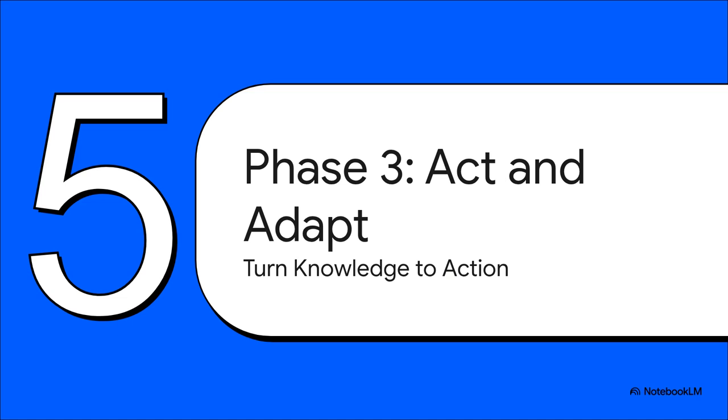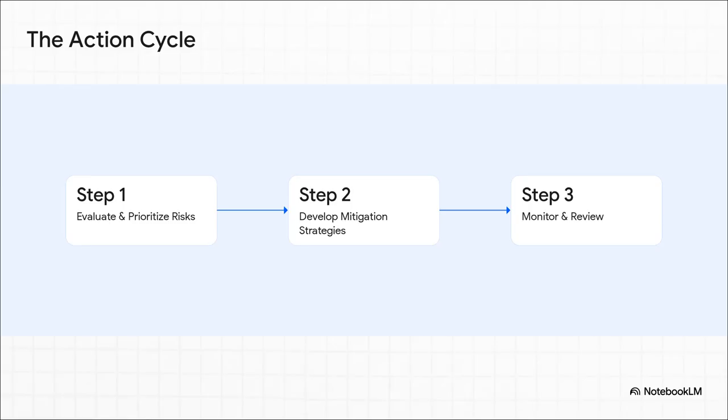And that all leads us here, to the final and maybe most important phase: act and adapt. You've got your strategy. You've got your intelligence. Now it's time to put all that insight into motion and build a system that's always improving. This part really boils down to 3 steps. First, you look at all the risks you found and you prioritize them.